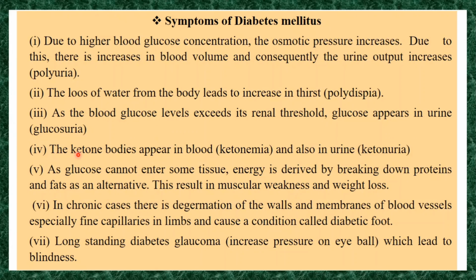Then the ketone bodies appear in the blood, that is called ketonemia, and also in the urine, that is called ketonuria. As glucose cannot enter some tissues, energy is derived by breaking down proteins and fats as an alternative. This results in muscular weakness and weight loss.